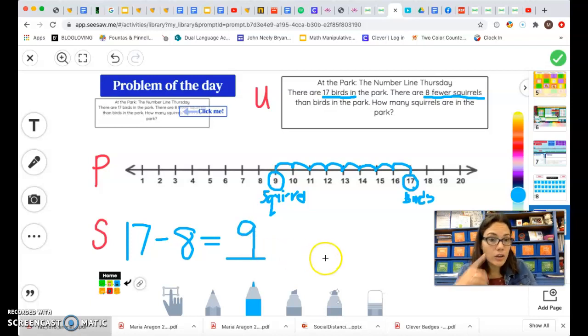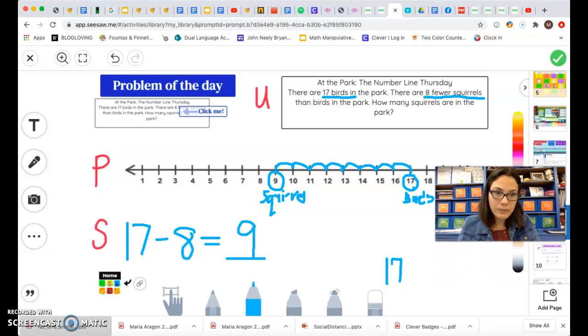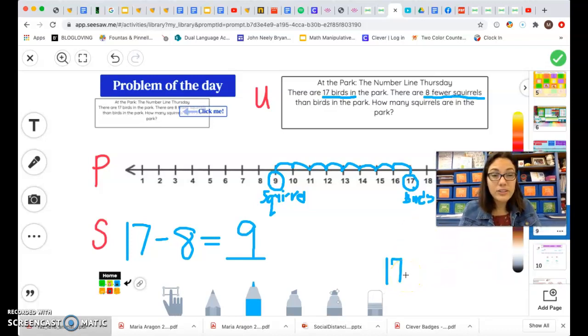In another way, I could also use what I've been learning about comparing numbers. I'll just write it somewhere down here. I want you to compare their numbers too. If I know that there are 17 birds in the park, let me move my screen, right? There are 17 birds in the park, and there are less squirrels. Well, that's going to look something like this. 17 is more, right? More than 9. Because there's more birds than there are squirrels.